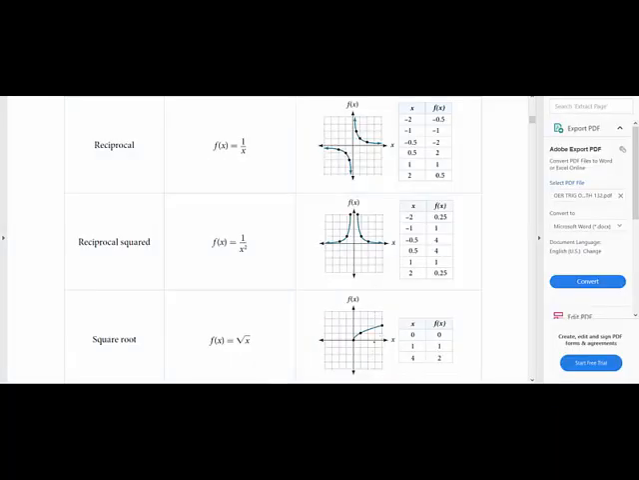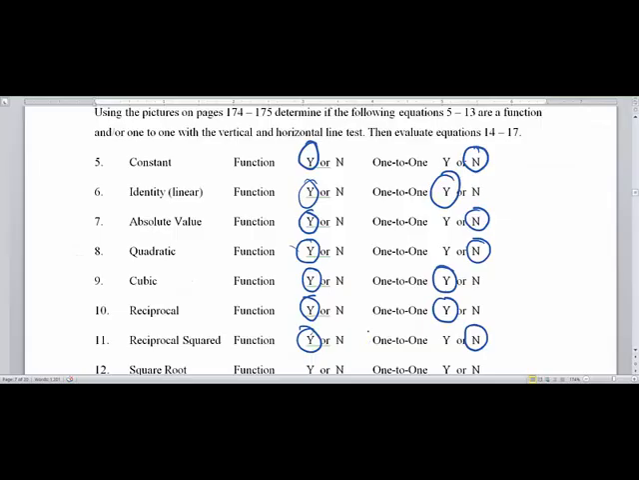Square root function passes vertical and will pass the horizontal as well. Even though it looks like this is going to flatten out flat, it never does. It just constantly gets bigger and bigger, faster and faster, but it will never flatten. Much like the quadratic will never go straight up, but it will constantly get wider. So the square root function is yes and yes.